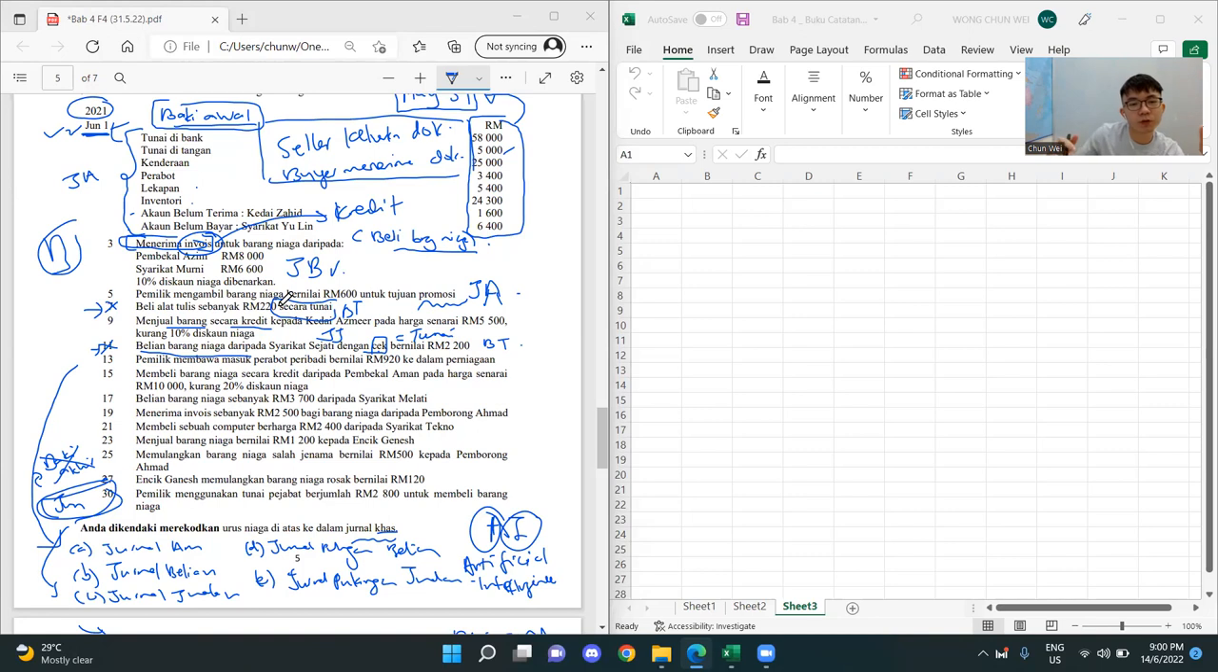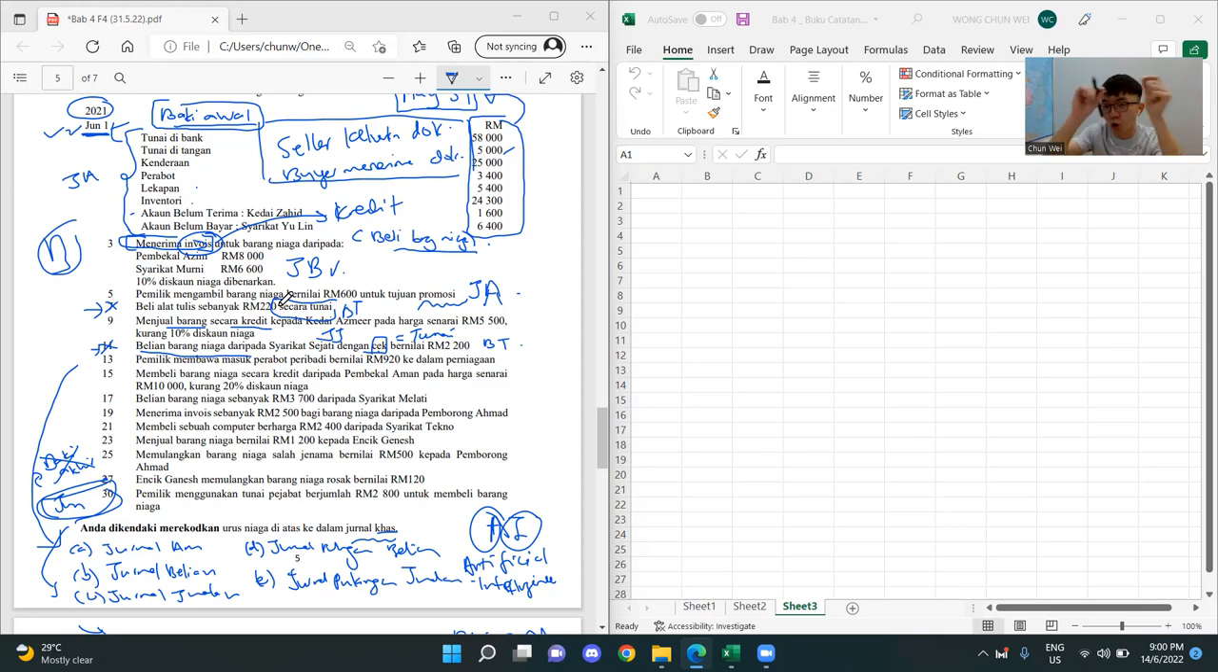Okay, 13. Pemilik membawa masuk perabot peribadi bernilai 920 ke dalam perniagaan. So this one is the owner who brings his own perabot. Maybe it's a sofa or a TV, I don't know. Okay, not TV lah. TV is actually something about electronic, but perabot lah. Okay, like a major item. So he brings in his own perabot 920 into the business.